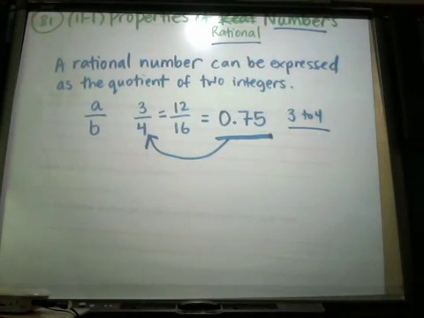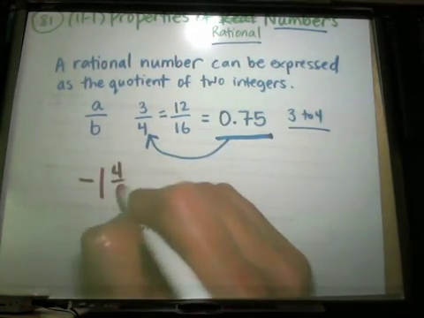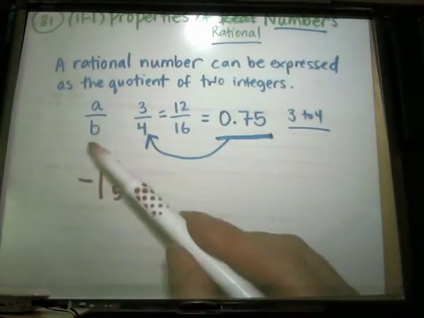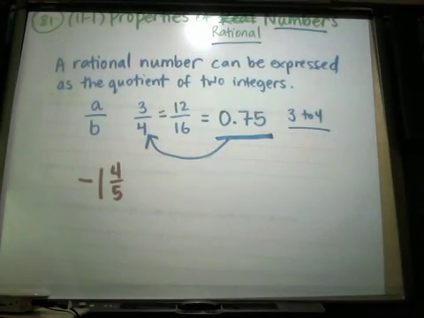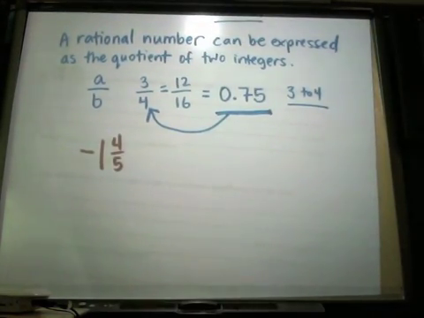So let me just show you a couple other examples. What if I had -1 and 4/5? That doesn't fit this pattern of A over B, of what a rational number is. Can I change the form of this to make it look more like A over B? So part of what you're going to be doing is taking numbers and showing them in their rational number form. Izzy?